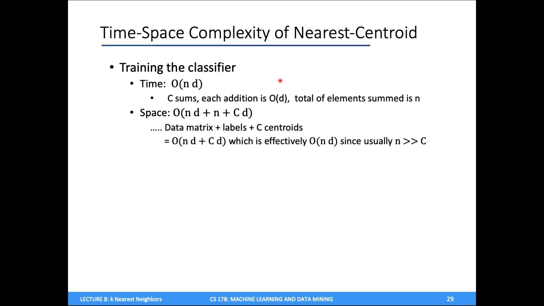So if you just count up all the calculations you need to do to compute those centroids, you'll get something like O(C times nd). And here I'm dropping the C term because it's minuscule compared to the number of data points n, just by assumption.